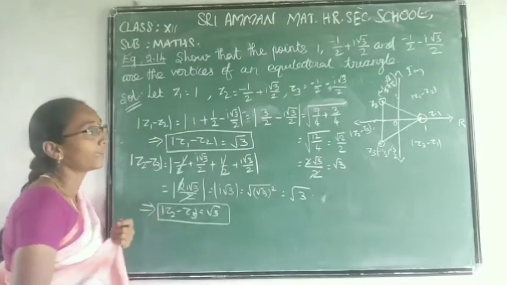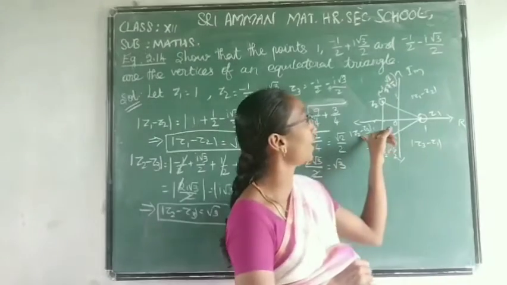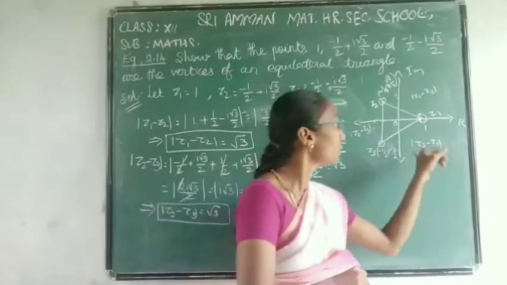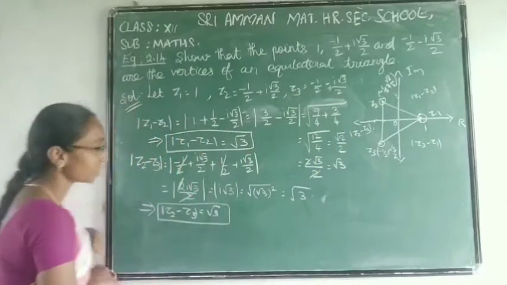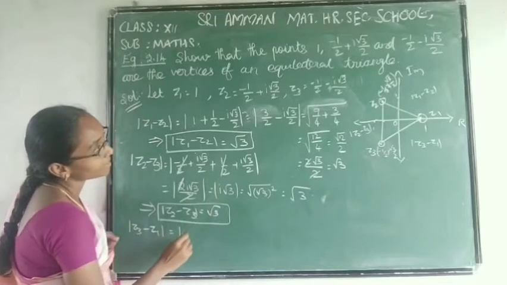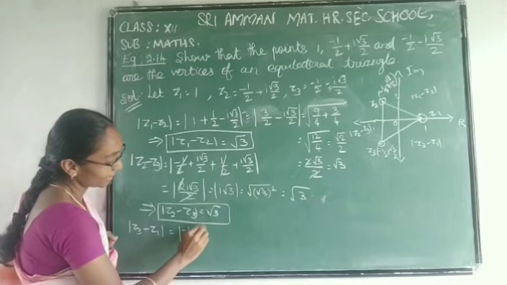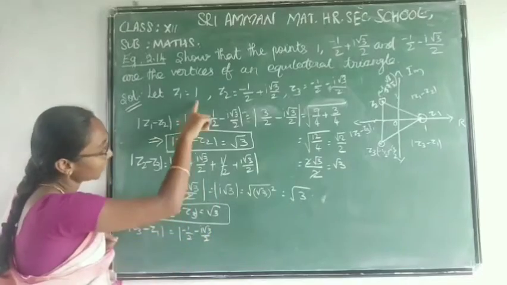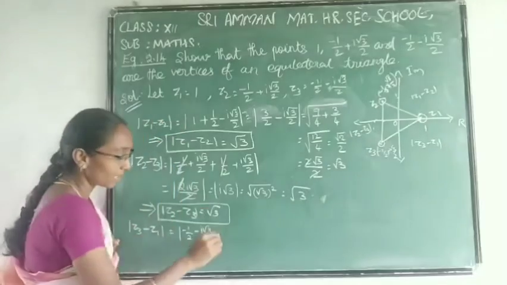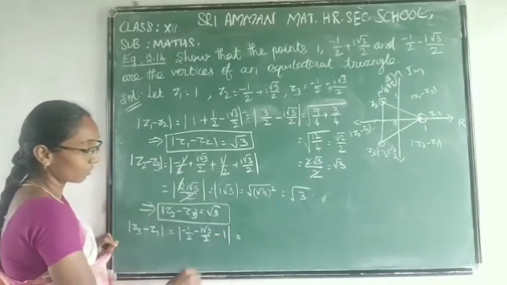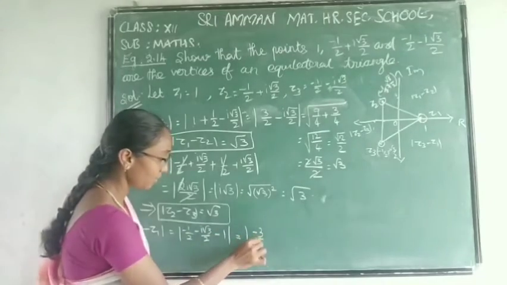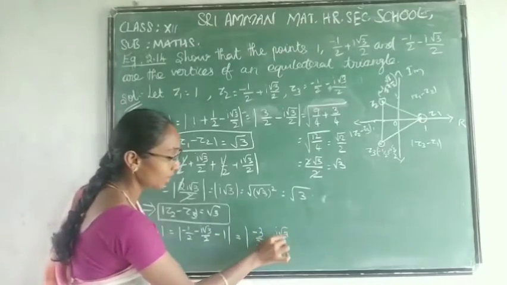Okay. Again, z2 minus z3 is found. Also find modulus of z1 minus z2. Now we go to find modulus of z3 minus z1. What is z3? Minus 1 by 2 minus i root 3 by 2, minus z1. So z1 equals 1, minus z1 equals minus 1. So minus 1 minus 1 by 2, that is minus 3 by 2, minus i root 3 by 2.